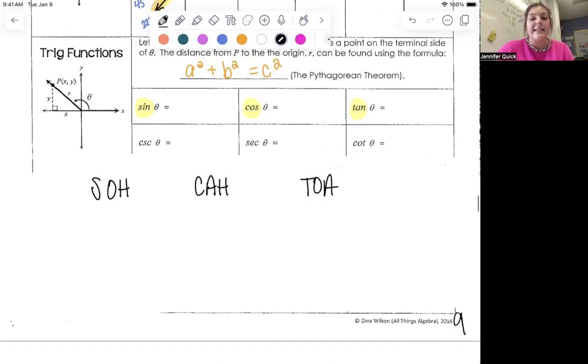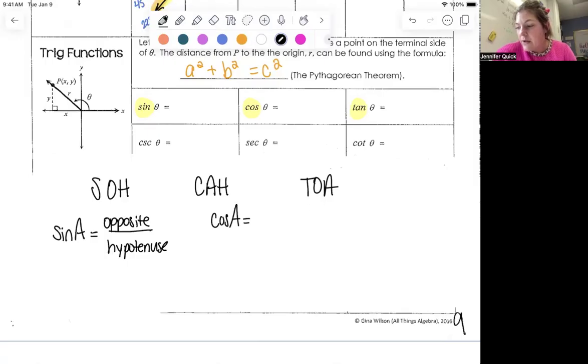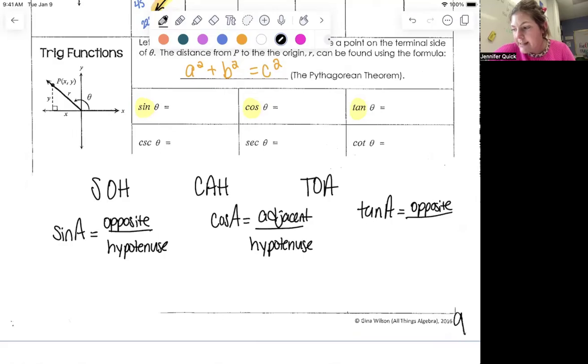Okay. What did that stand for? That stood for the sine of the angle is equal to the opposite over the hypotenuse. The cosine of the angle was equal to the adjacent, and we'll go over what this is in a second, over the hypotenuse. And TOA represented the tangent of the angle equals the opposite over the adjacent.